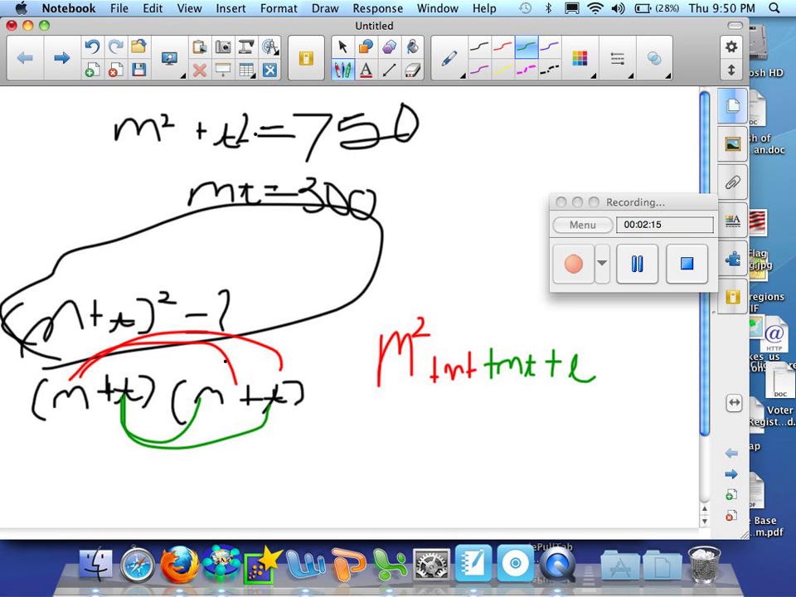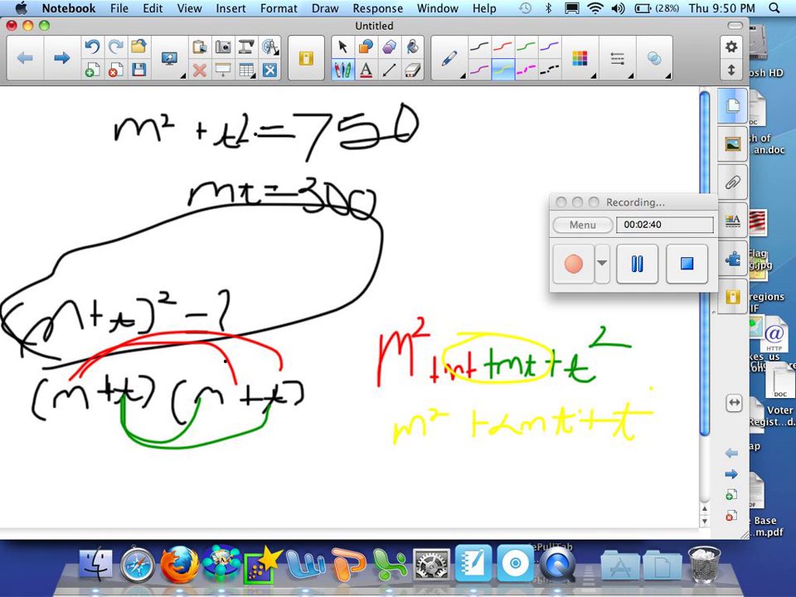And then we get t squared from that other one. All right, so let's combine like terms. Well, we have m and t, so what we can have is m squared plus 2mt, and then plus t squared. So that's our equation.